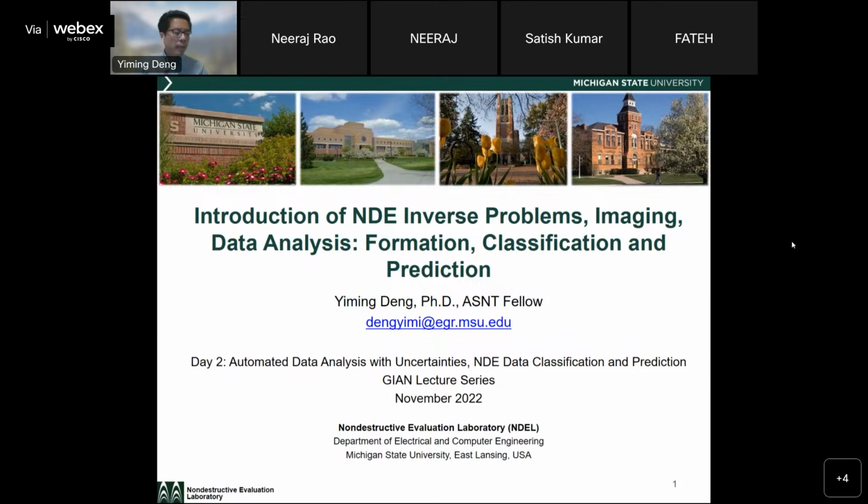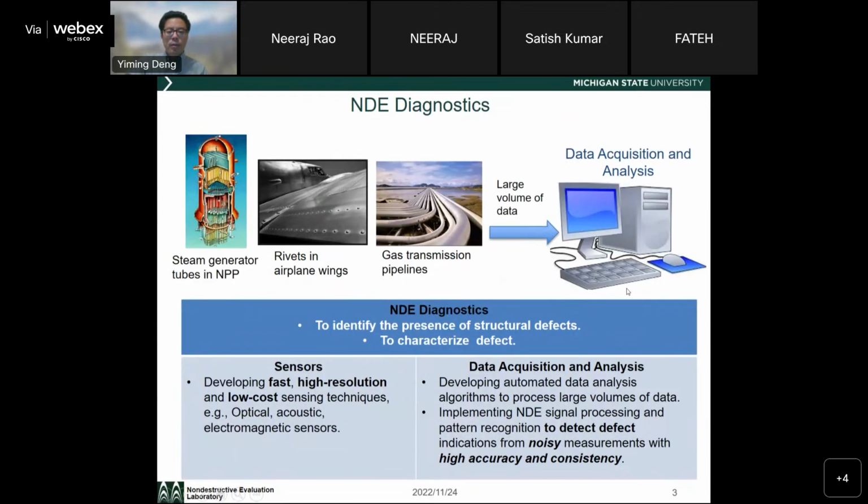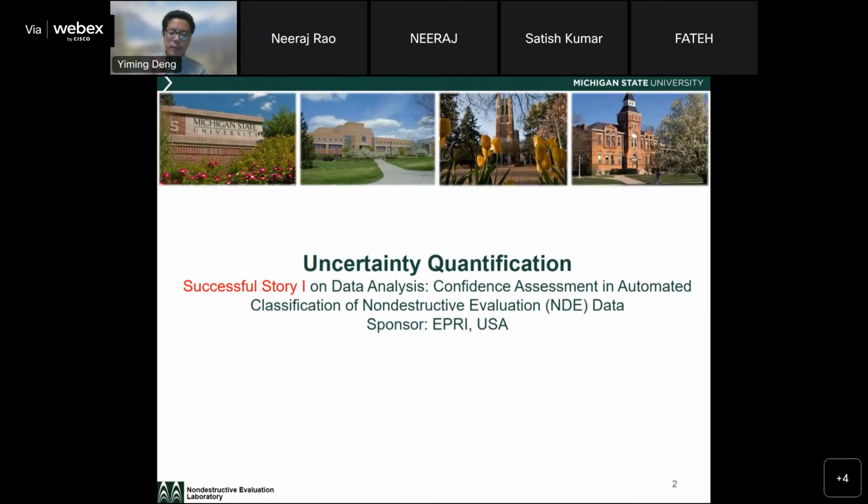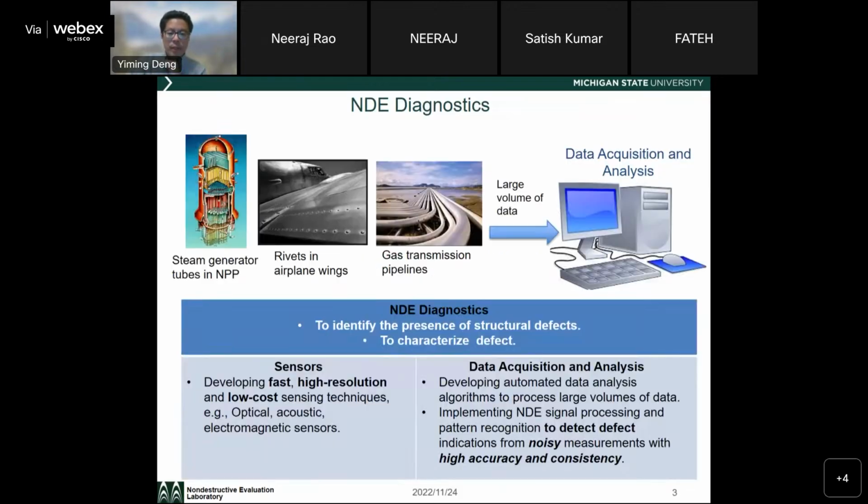Okay, so any questions? If no questions, let's continue. All right, so we talk about data processing, and in today's lecture, we will start with the first example or module where we look at data analysis, particularly using a term called confidence measure, CM, or confidence metric, to assess the uncertainties in automated classification of NDE data. The sponsor of this research is EPRI, Electric Power Research Institute. Stop me anytime if you have questions, like what we did yesterday, okay?